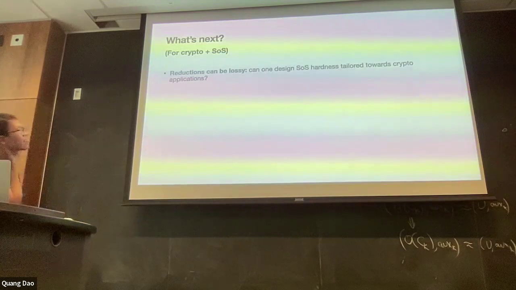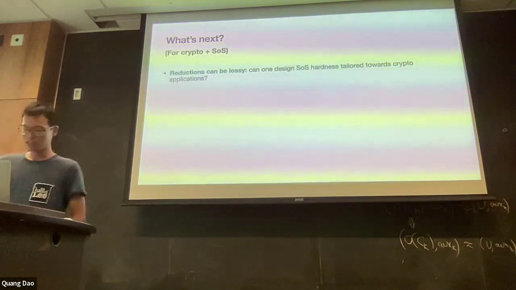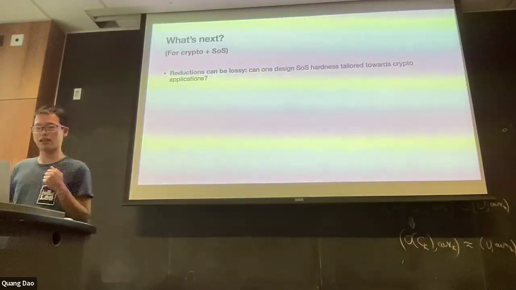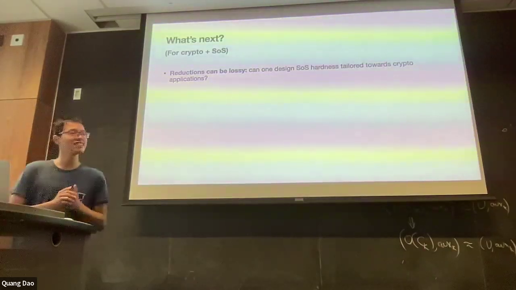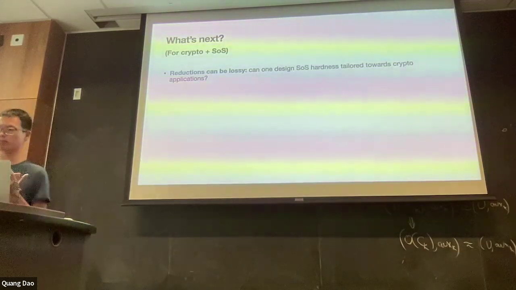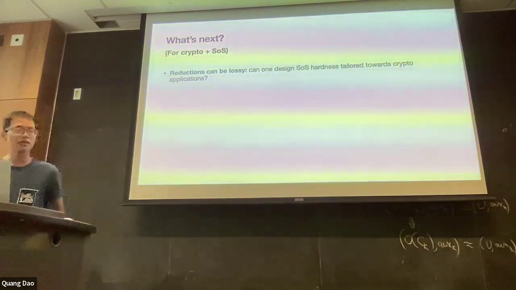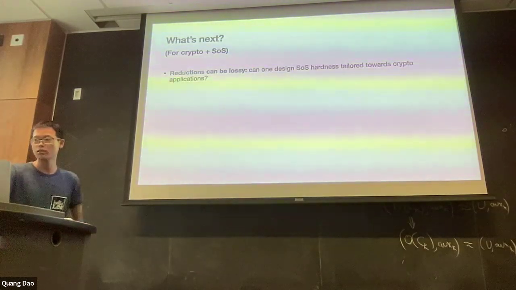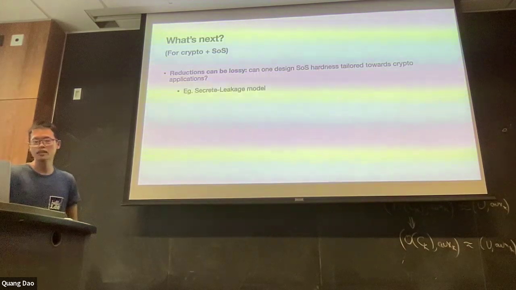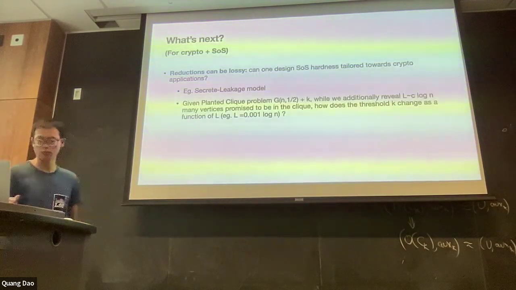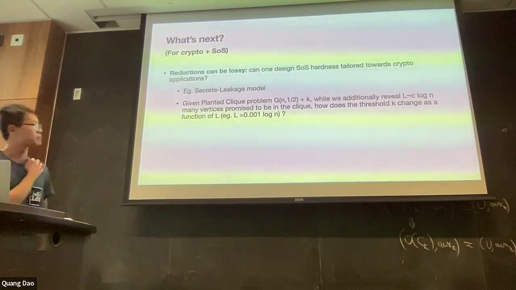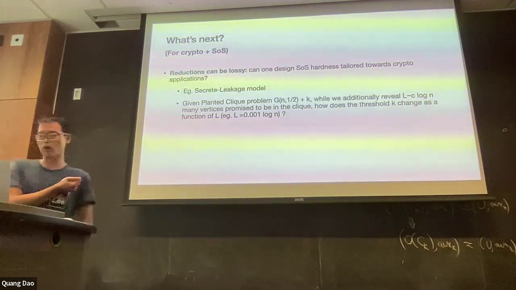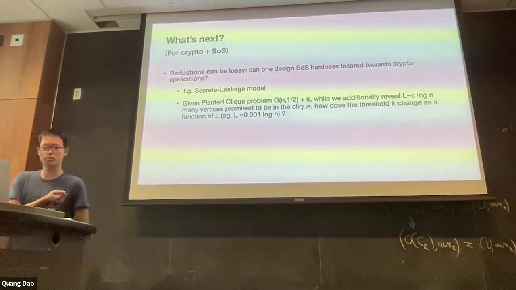And okay, here's another area that I think would be cool. As we mentioned in the beginning, polynomials are expressive and versatile. In that case, why do we still look at reductions for cryptographic analysis? In particular, I want to ask whether we can design sum of squares hardness tailored towards crypto applications. And here's one example in the secret leakage model. I'm going to consider the planted clique question again, while we additionally reveal L vertices that are promised to be in the planted clique.